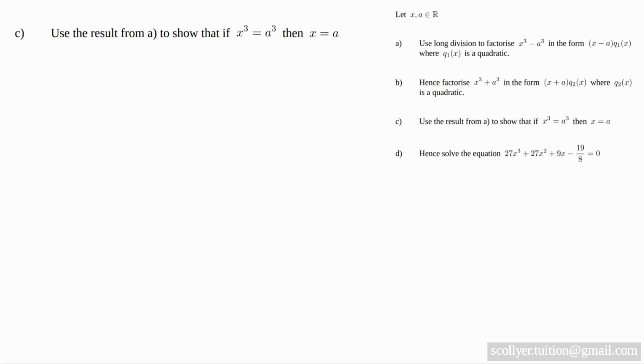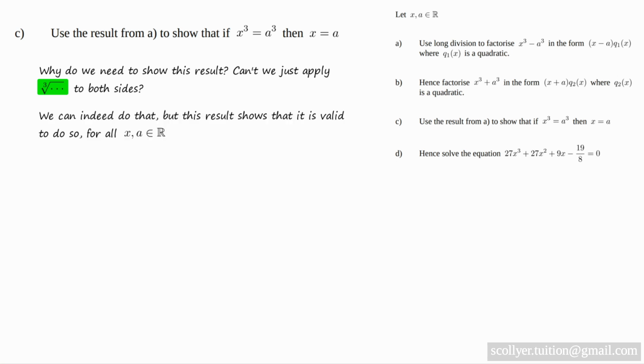Part C. Use the result from A to show that if x cubed equals a cubed, then x equals a. Now, we might think that this isn't a result that we need to show. Can we not just cube root both sides to show that if x cubed equals a cubed, then x equals a? Well, in fact, we can do that, but this result shows that we can do that validly. It shows essentially that the cube root function exists.